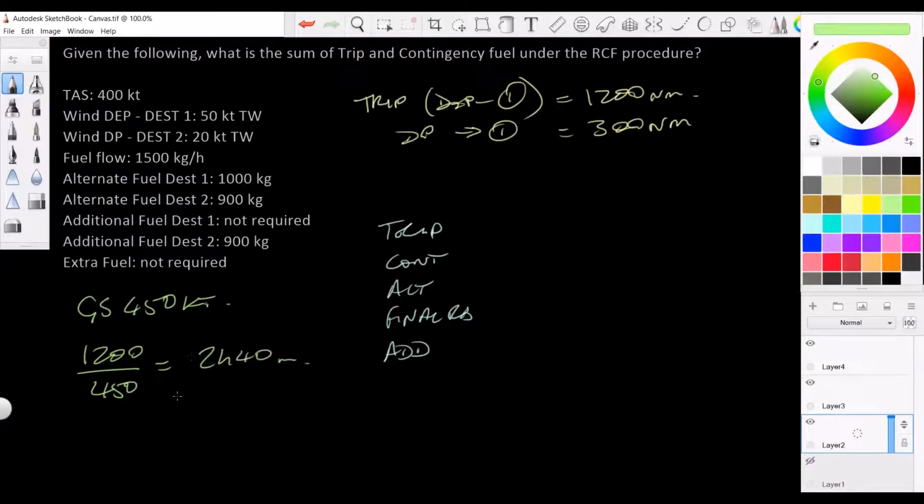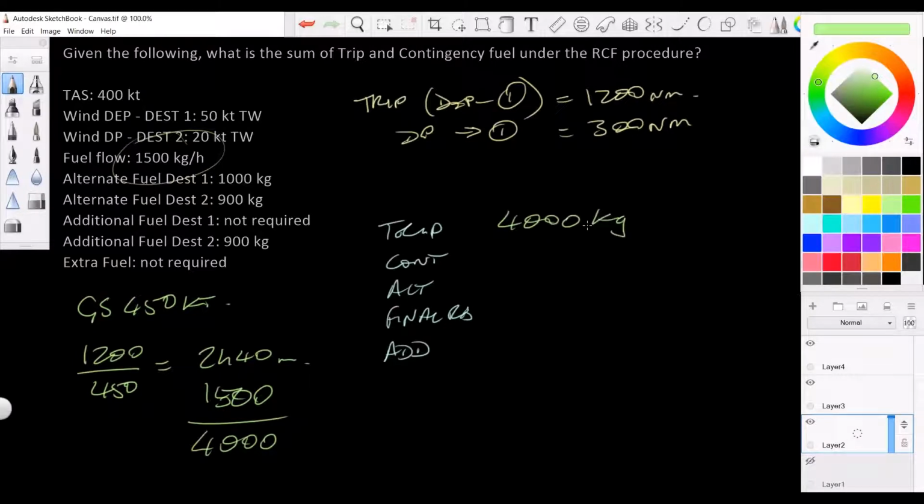We then need to multiply that by the fuel flow, which is conveniently given. Fuel flow, sorry, that's 1500, not 1400, isn't it? 1500 gives us a total fuel required of 4,000 kilograms for the trip fuel.